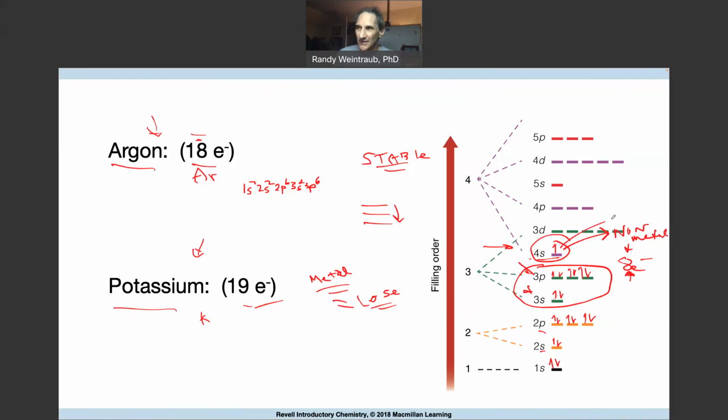Right? So it loses this electron, and now it falls back to the 3rd energy level, and it does have a full octet. It has the octet similar to argon. And in losing that one electron, of course, we know that now it has one less electron than protons, and it becomes an ion.